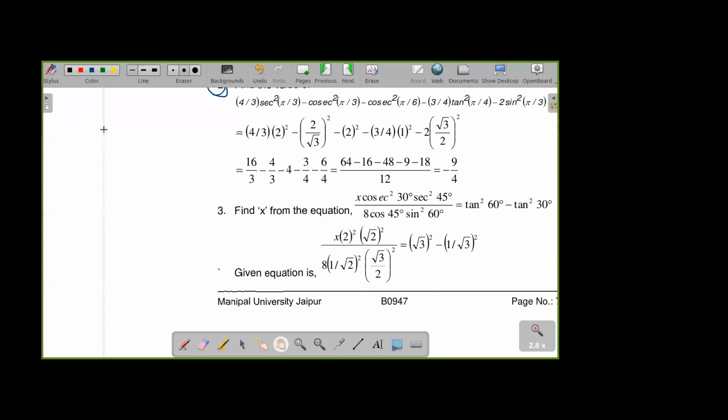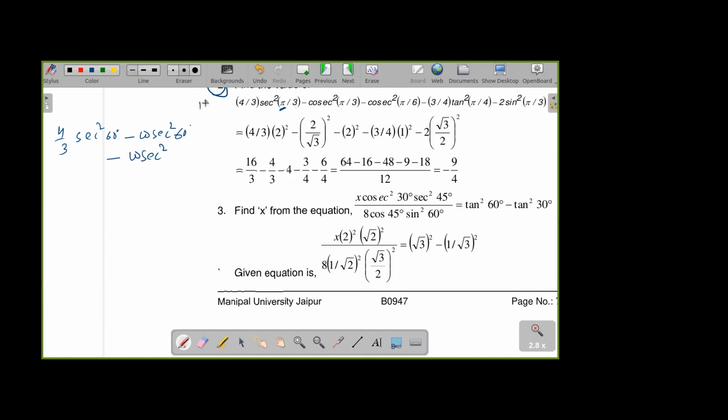You have to replace pi with just 180. Instead of pi, we can replace 180. So this will be 180 by 3, what? 60 degree, minus cosec square pi by 3 means 180 by 3, 180 by 3 is what? 60, minus cosec square pi by 6 means 180 by 6 is 30.